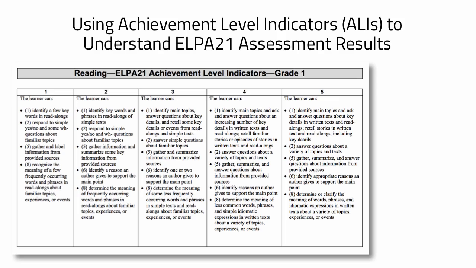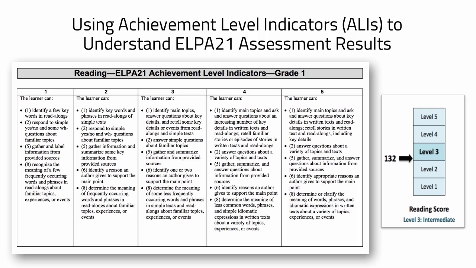The ALIs present the ELP standards and level descriptors for each grade level band and domain in the form of a table. The numbers in parentheses in the table represent the ELP standards that pertain to that particular domain. So, for example, the domain of reading comprehension is addressed by standards 1, 2, 5, 6, and 8. The phrases after these numbers are the level descriptors for those particular standards across the 5 performance levels.